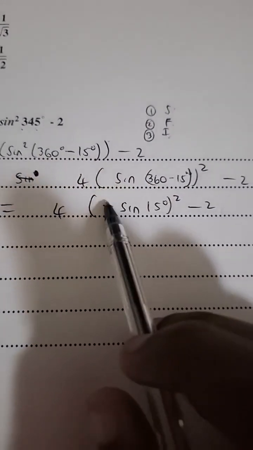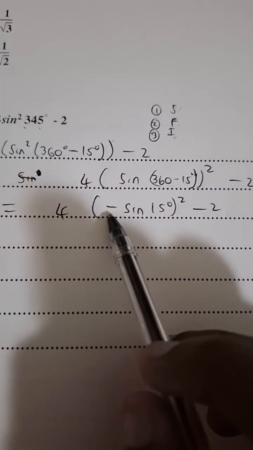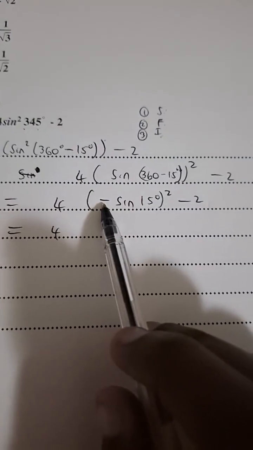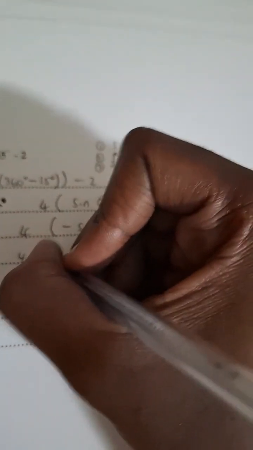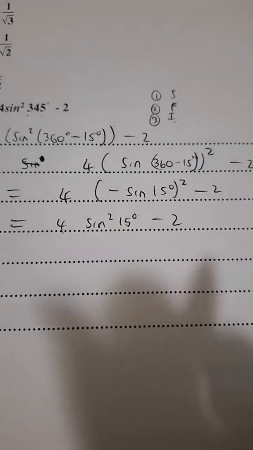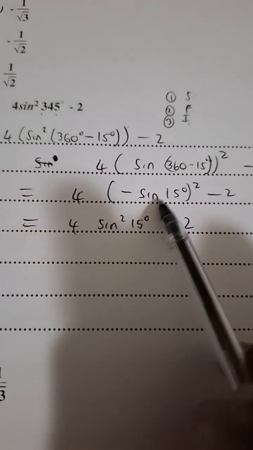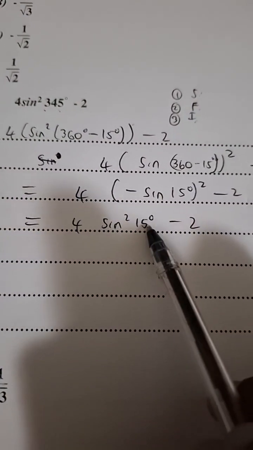Now you can apply the square inside the bracket. An even exponent does what to a negative sign, guys? Can someone tell me? It makes it positive. So that's why the answer there is 4 sine squared 15, and then obviously the minus 2 follows as per what we had done. When we apply the square inside the bracket, we get a positive sine squared 15.